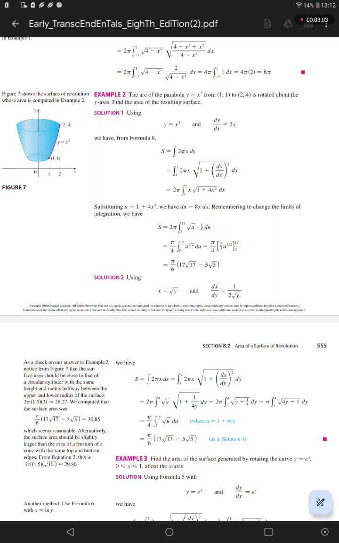[2/3 u to the power 3 over 2] on the interval from 5 to 17 equals pi over 6 times (17 times the square root of 17 minus 5 times the square root of 5).